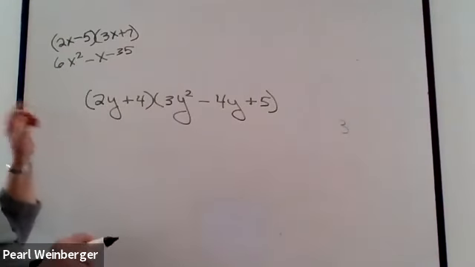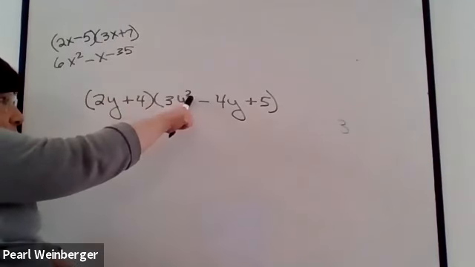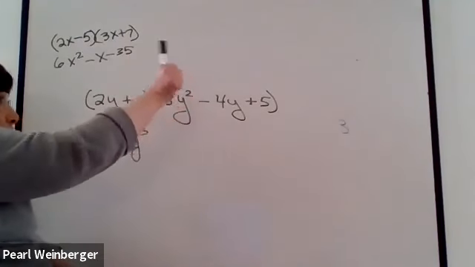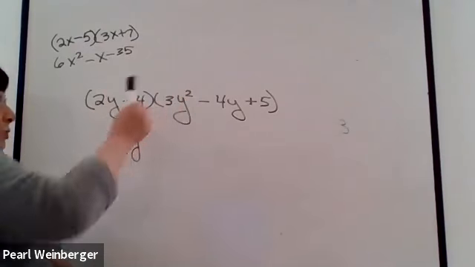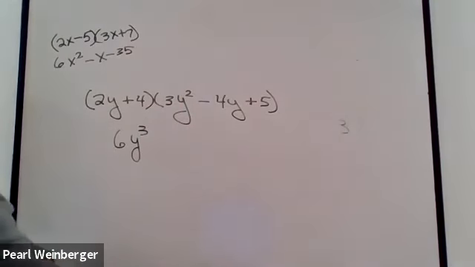All right. So I started off 2y times 3y gave me 6y to the third. Okay. Notice she got y to the third because this was a plain y, which had an exponent of 1, and this was a y squared, a y to the 2. So she added the 1 and the 2, and she got 3. That's perfect.